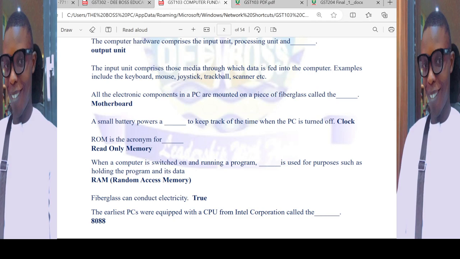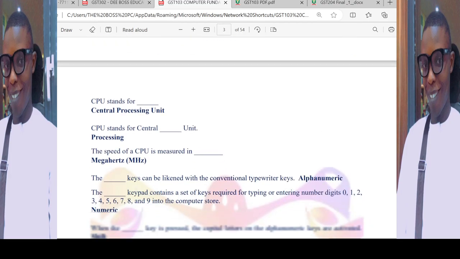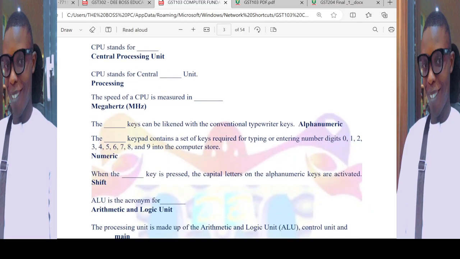Now, fiberglass can conduct electricity. True. Yes, it can conduct electricity. When they say it can conduct electricity, that means electricity can pass through it. All right, the earliest PCs were equipped with a CPU from Intel Corporation called 8088. CPU stands for Central Processing Unit. The speed of a CPU is measured in megahertz.